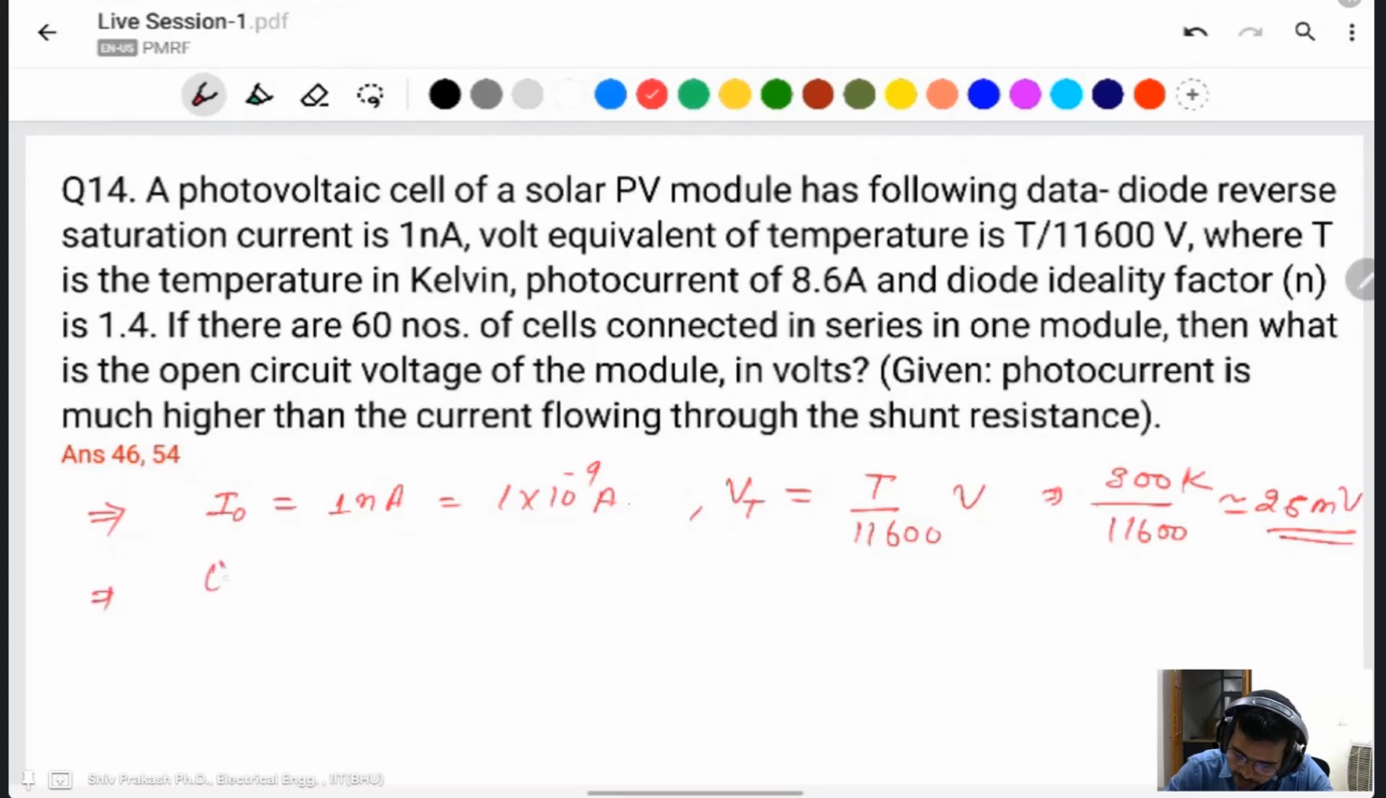The photo current IP is 8.6 ampere. The diode current is I naught into e to the power V divided by N Vt, where N is the ideality factor of the diode, 1.4. If 16 cells are connected in series, it means the voltages will be added in one module. Then what is the open circuit voltage of the module in volt?